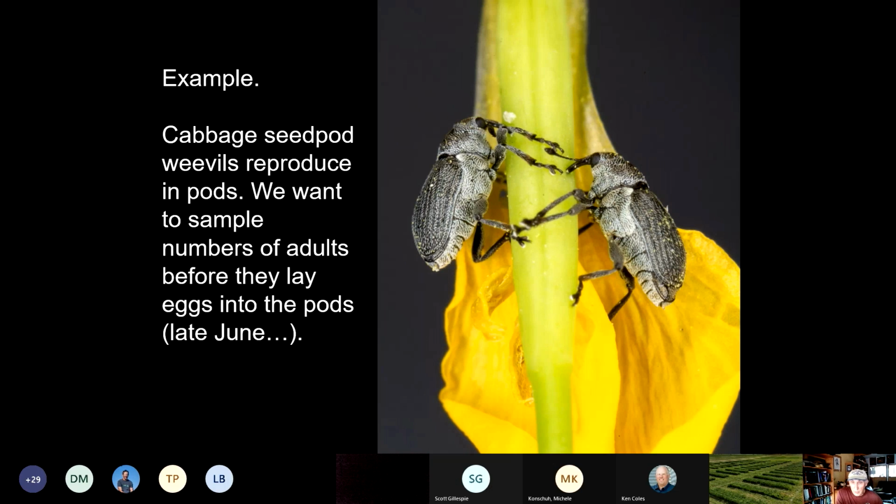We want to sample a number of adults in the field. I took this photo of them clinging to a flower before they lay the eggs. They lay the eggs into the pod in late June. The adults are out at the very beginning of the year, flying around looking for canola or what have you. We want to count them.